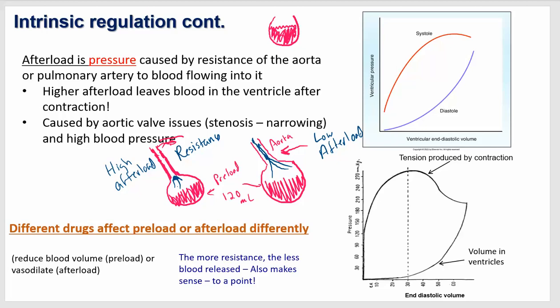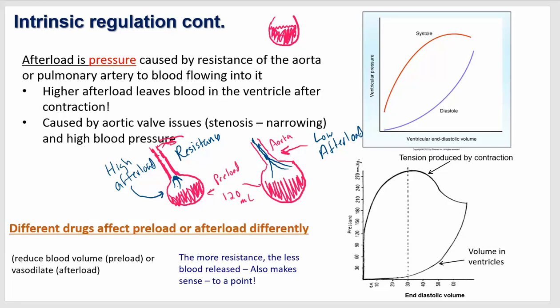Okay. So afterload is pressure caused by that resistance of the aorta. When we talk about the afterload, we're talking about what's going on with the ventricle. How hard do you have to push the ventricle to move blood through? Now, if we have a lot of resistance, you're going to have a really high afterload. You're going to have to push harder. If we don't have much resistance, you don't have to push as hard. Okay, you have a lower afterload. So that's our difference in that area.